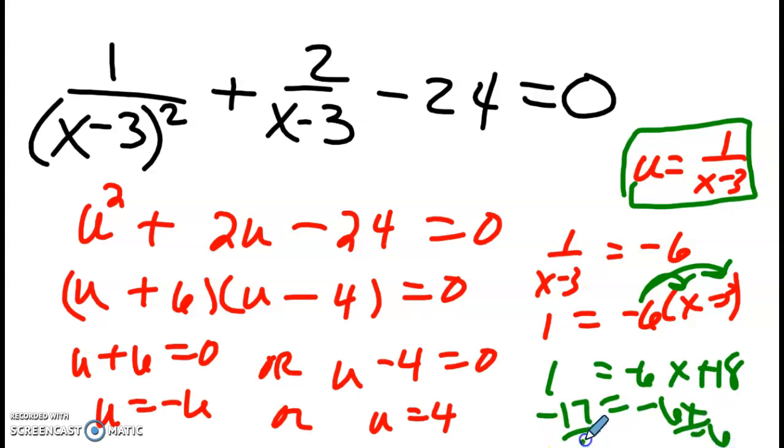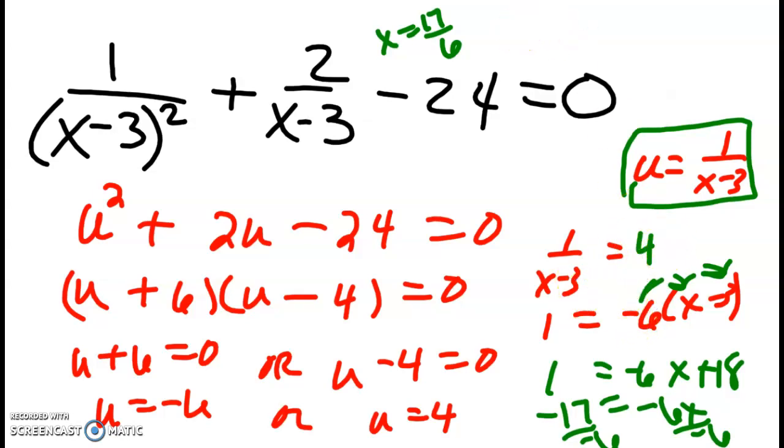X is 17/6. That's one answer. The other answer, remember u was equal to 4. So I'll say, okay, I don't care what u is. I want what x is. So I'm going to say u equals 1 over x minus 3 equals 4.